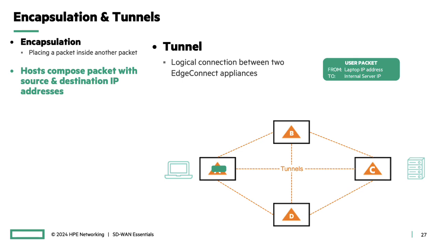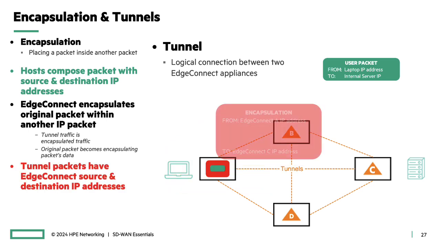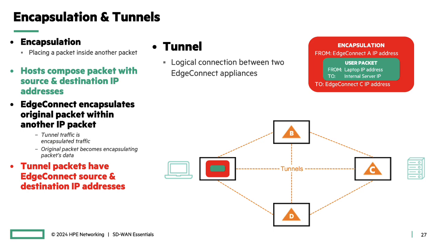So EdgeConnect A gets it and knows the file server is an internal resource. So it secures it by encapsulating the original user's packet with additional encapsulation information, namely its own address as the source and EdgeConnect C's address as the destination, as depicted in red. It then forwards the encapsulated packet over a tunnel to the remote EdgeConnect, in this case C on the right.